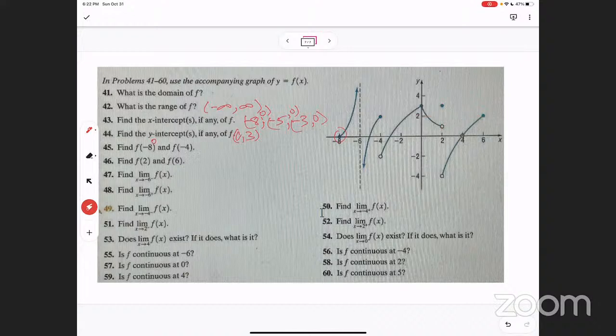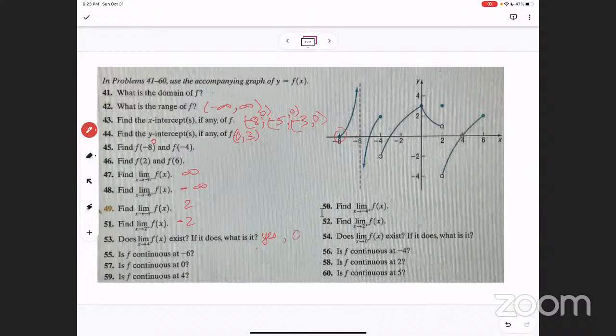The limit as x goes to -6 from the left is positive infinity. From the right is -infinity. Do you see that? The limit as x goes to -4 from the left and the right. From the left, you would expect it to be 2, and from the right, you would expect it to be -2. Does the limit as x goes to positive 4 exist? Yes. Because for positive 4, you would expect it to be 0.